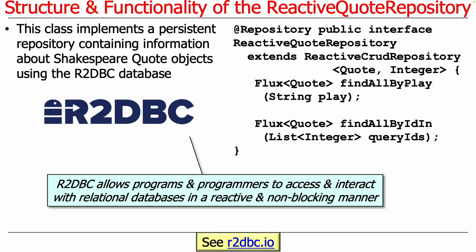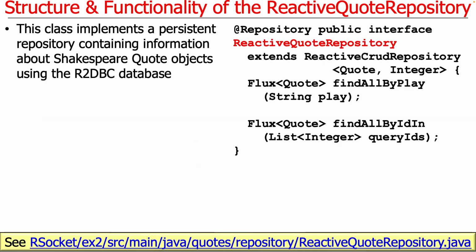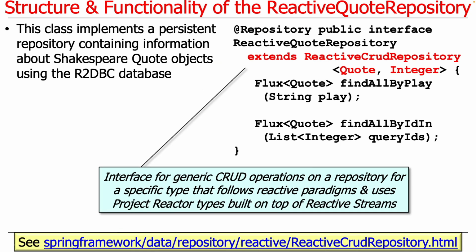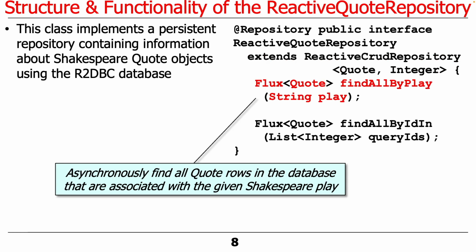So this is that R2DBC repo. R2DBC stands for Reactive Relational Database Connector, and it allows you to access things in a reactive and non-blocking manner. This is the actual class, and it's a repository, so it'll be properly annotated and dealt with by Spring. It extends the reactive CRUD repository, parameterized with quotes, so we're going to return quotes. And it's got two interesting methods. We're just going to focus on one in this walkthrough, but there's two of them that are fun.